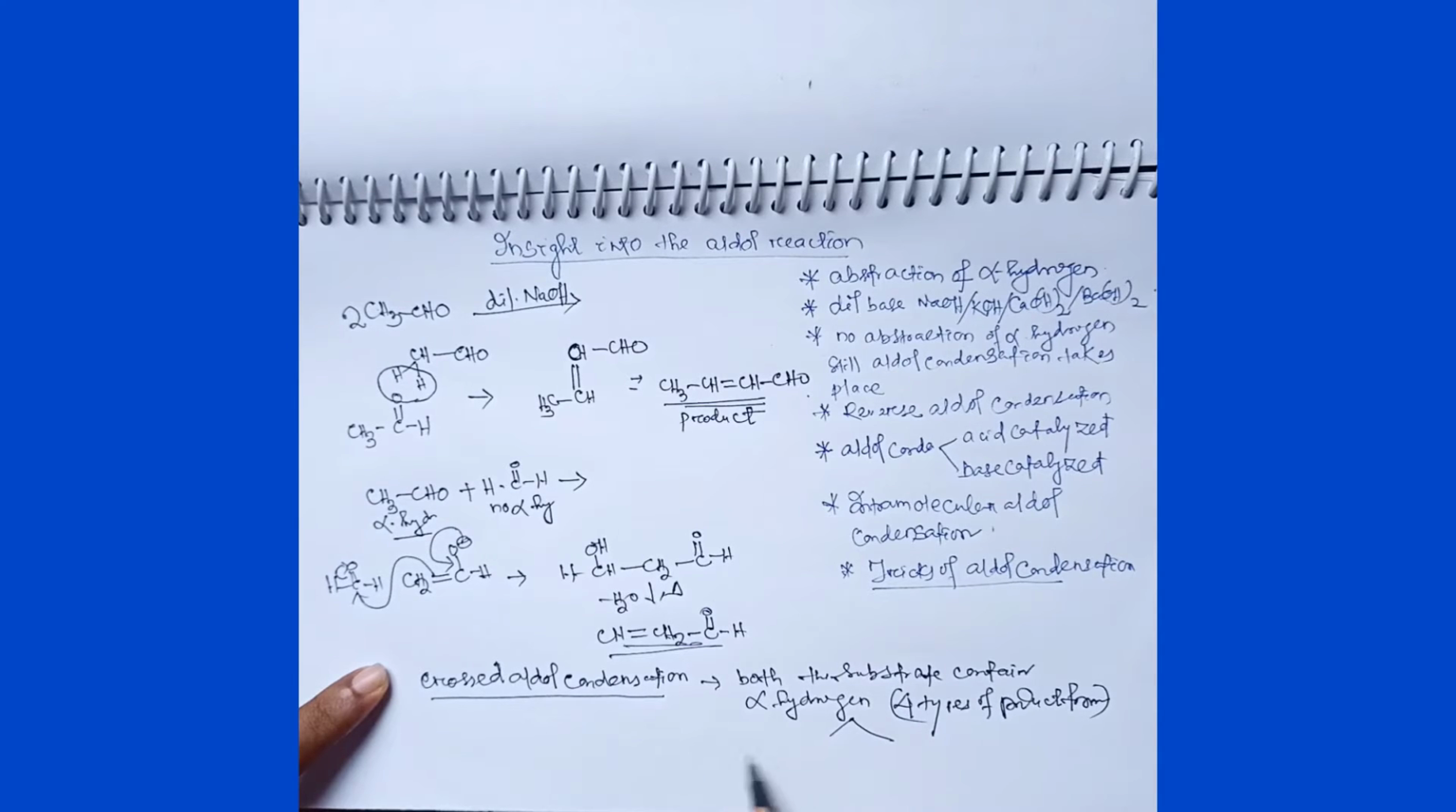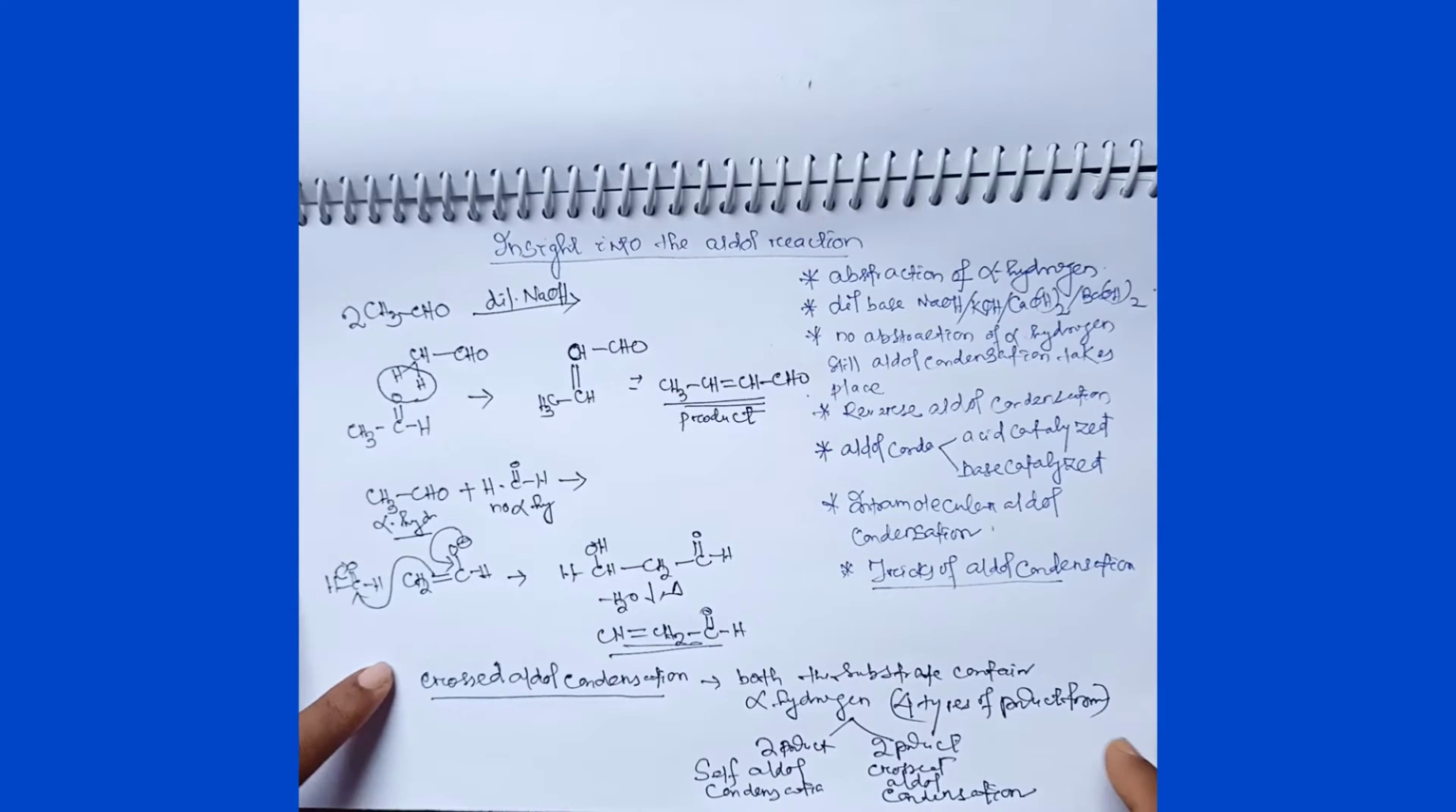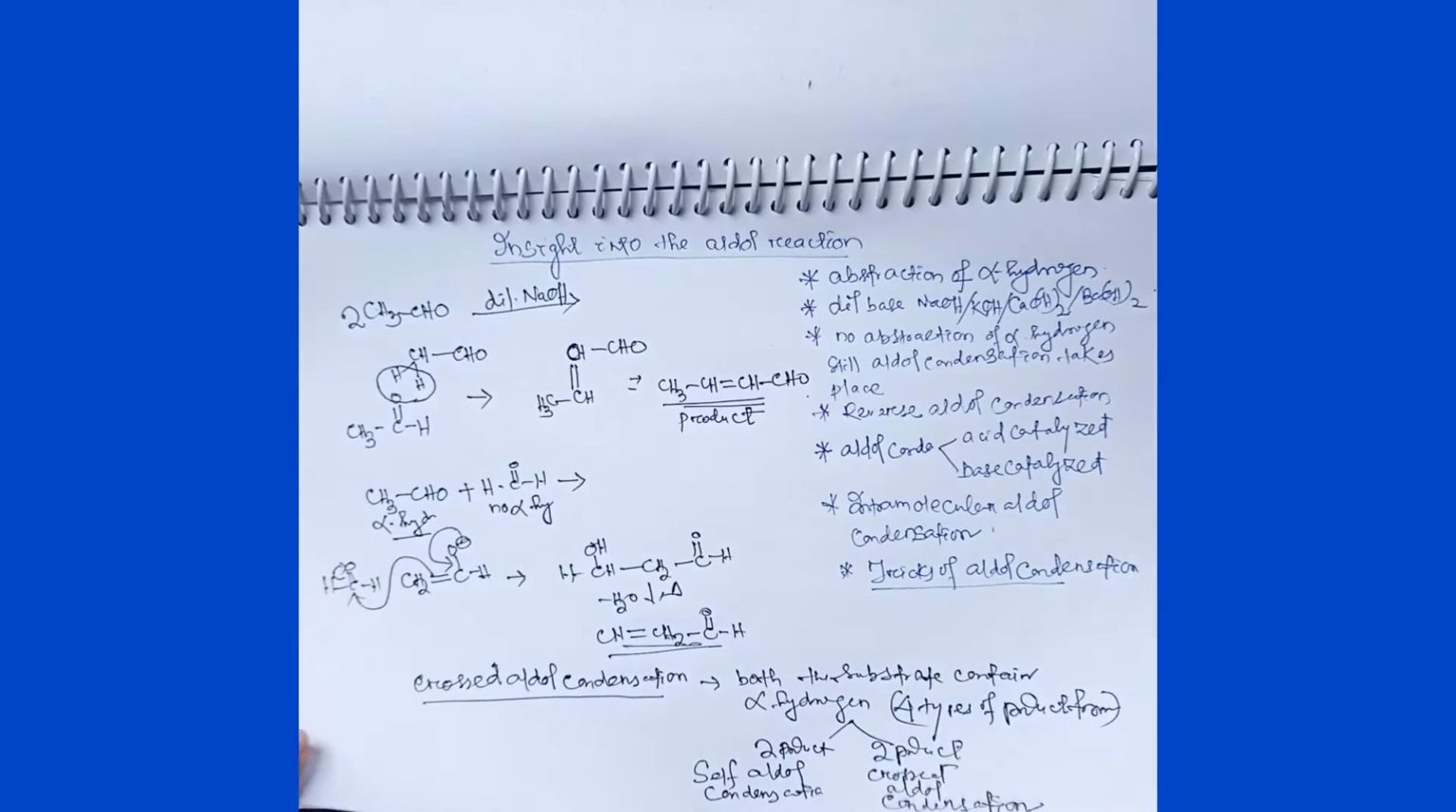Out of the four, two products are by self aldol condensation and the other two products are by crossed aldol condensation. We will not go deep into the reaction because already we know these things.